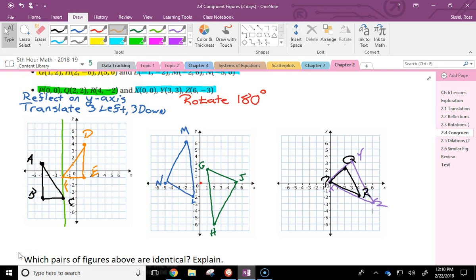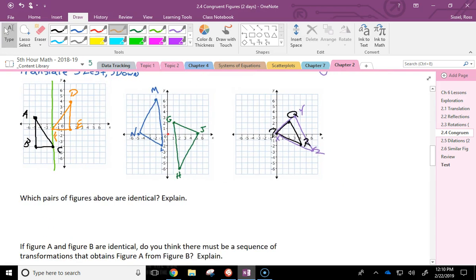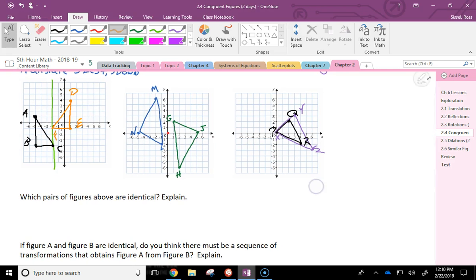But for right now, we were asking, are the two shapes congruent? The two shapes are not congruent. Now, which pair of figures are identical? We already did that part. I know we kind of did it as we went instead of the questions. The ones that were identical were our two triangles here. Those were the only two that were congruent because we were able to do transformations to match them up.